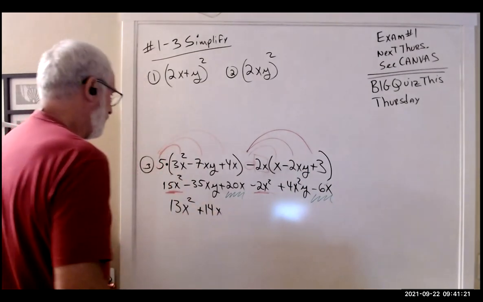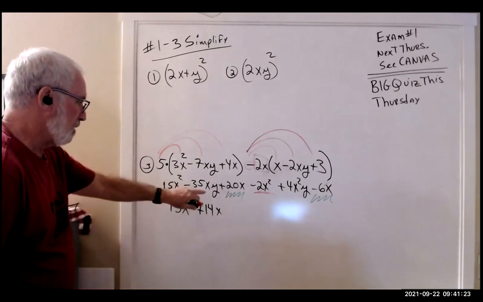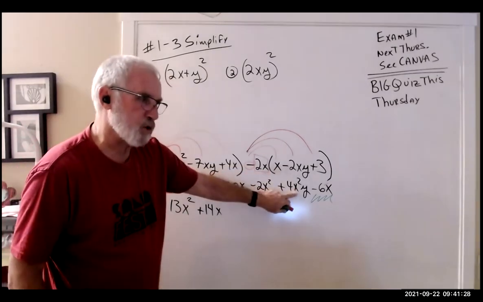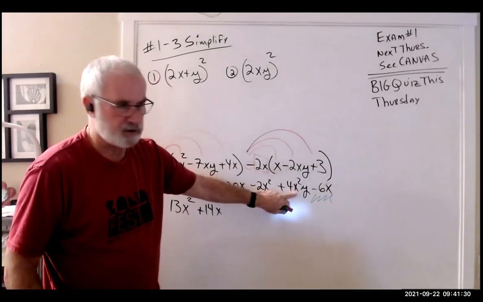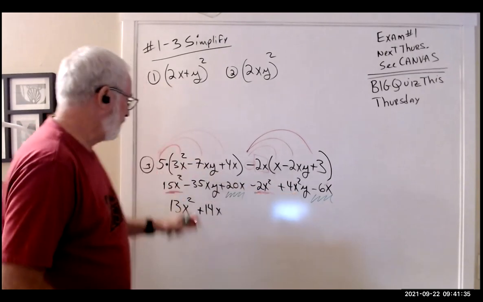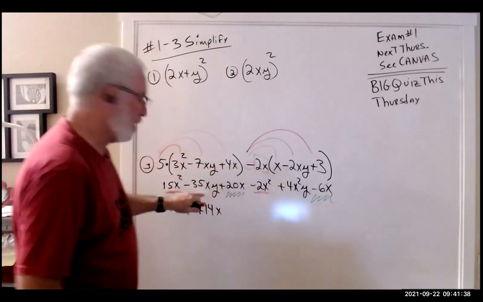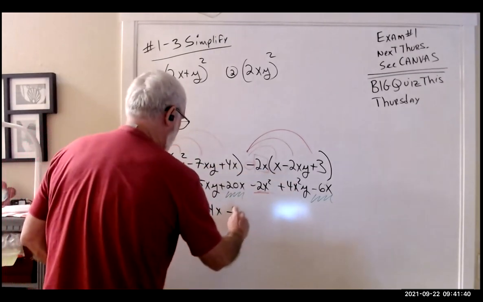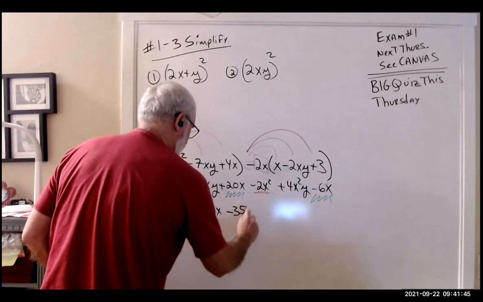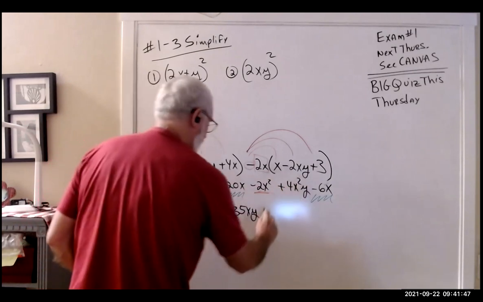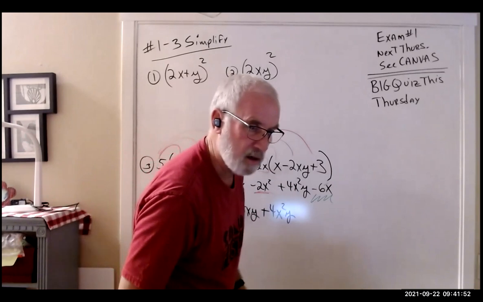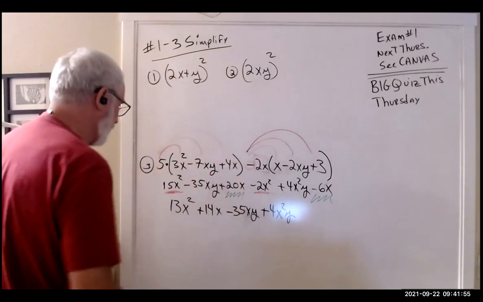Okay. Now, this is an xy, but this is an x squared y. They are not the same. They are not like terms because that one little difference in the exponent changes everything. So we just throw these down, 35xy and plus 4x squared y. And now I think you can read that.